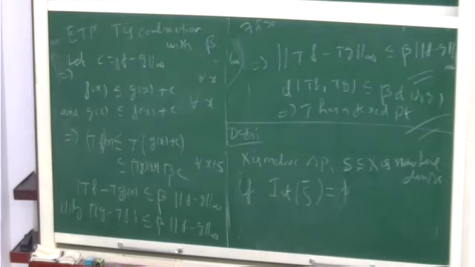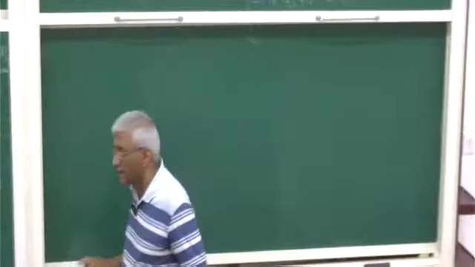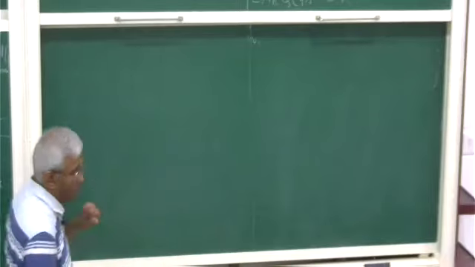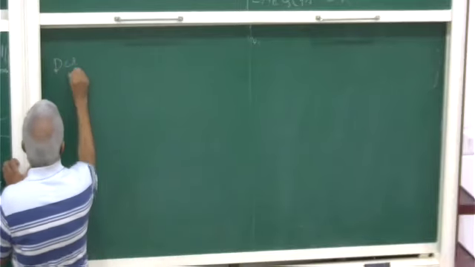So we want to quantify that smallness. That is done through this notion of nowhere dense. And that is what is called meager. Meager is something small. This is another definition.